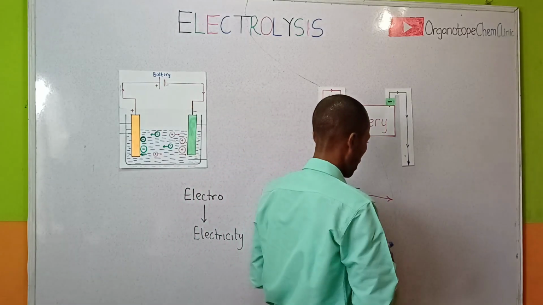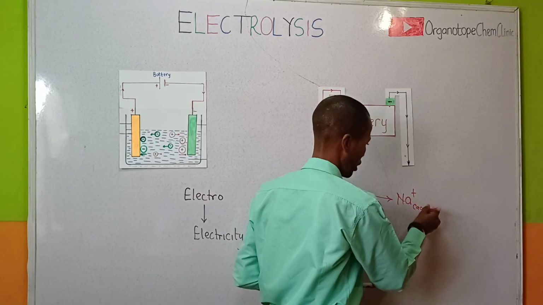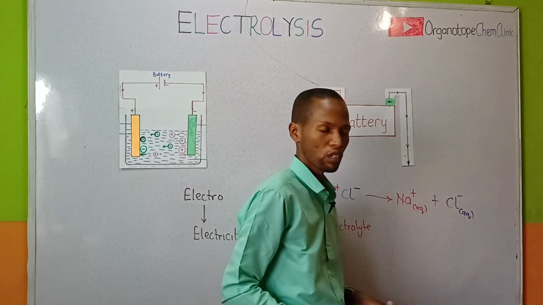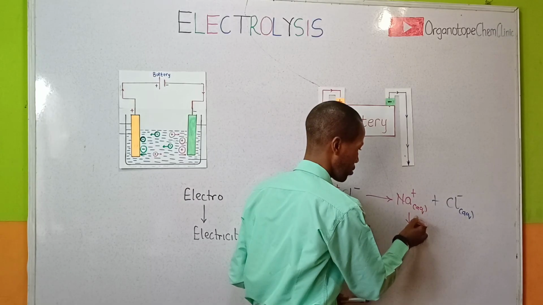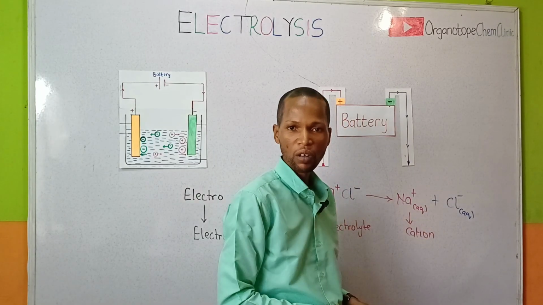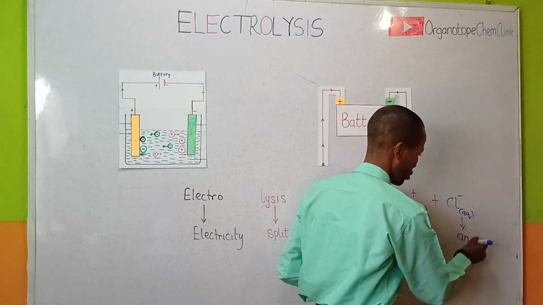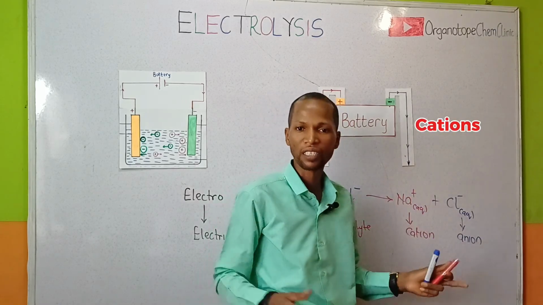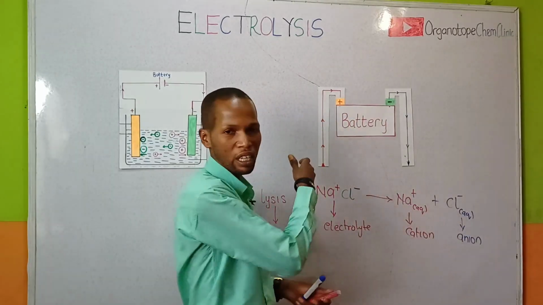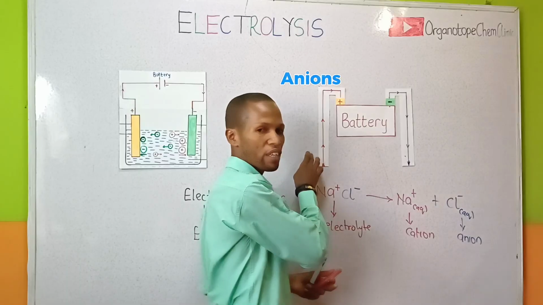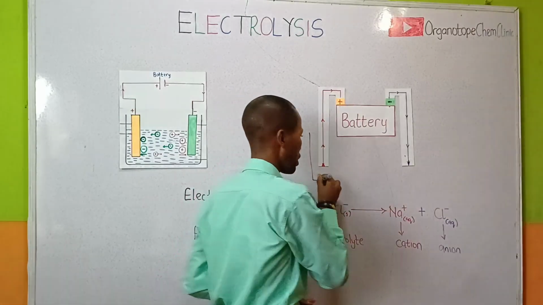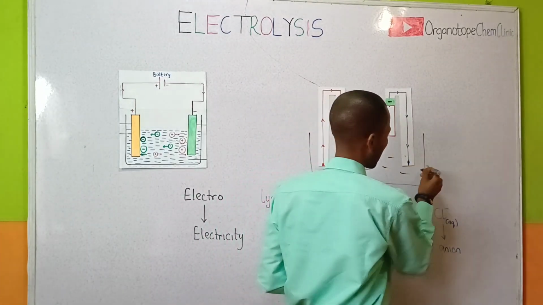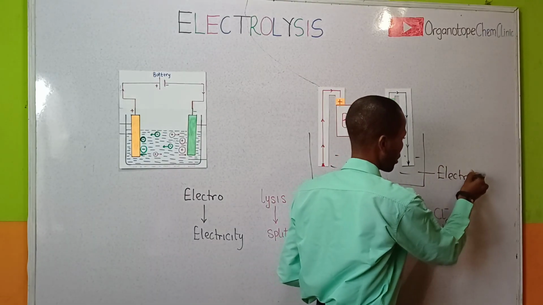We have the sodium ion in aqueous solution, and also we have the chloride ion in aqueous solution. So the sodium ion right here is the cation, while the chloride ion is the anion. The ions that migrate to the cathode are referred to as cathode ion, that is cation, while the ions which migrate to the anode are referred to as anode ion, that is anion. The electrolyte must be in molten state or in aqueous solution. So in this compartment we have the electrolyte, which is the molten sodium chloride. That's the electrolyte.